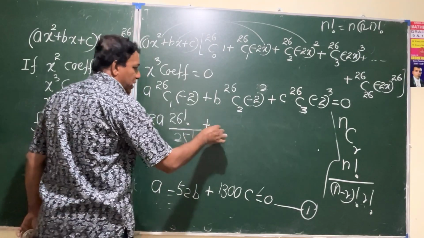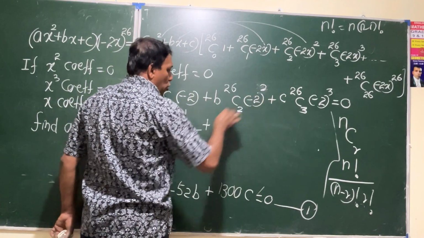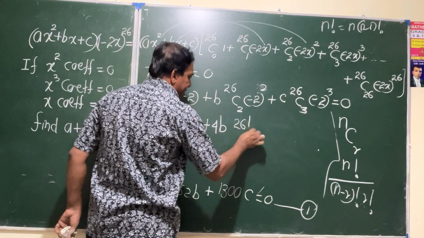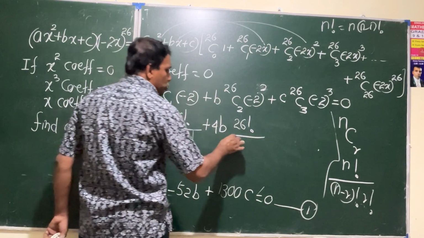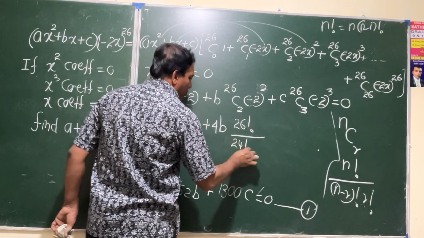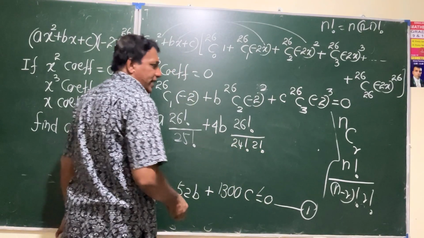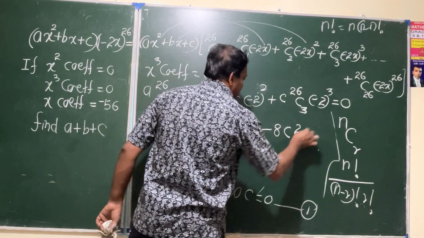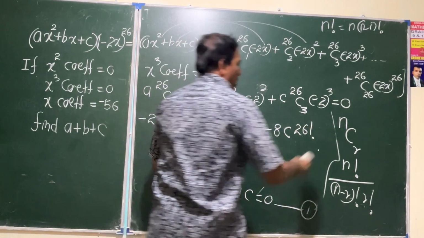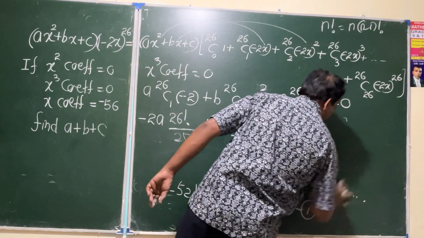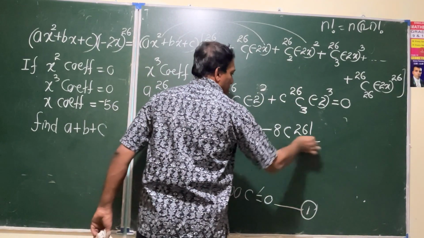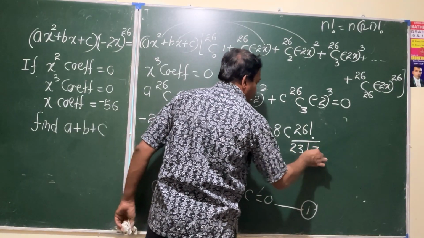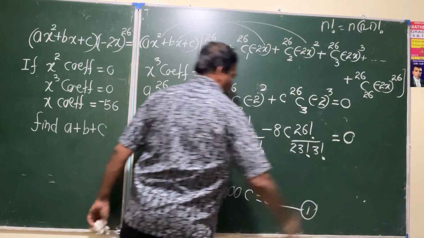Or come back, what is b into? It says 4, right? 4b, can I say 4b? So factorial 26, 26 subtract 2, 24 factorial, 2 factorial. Here minus 8c, right? So 26 factorial, and write the factorial format, the value nCr. This is this minus this, 23 factorial and factorial 3, equal to 0.